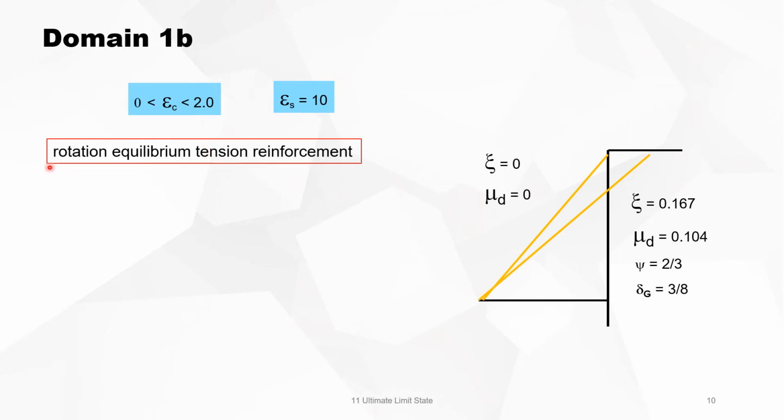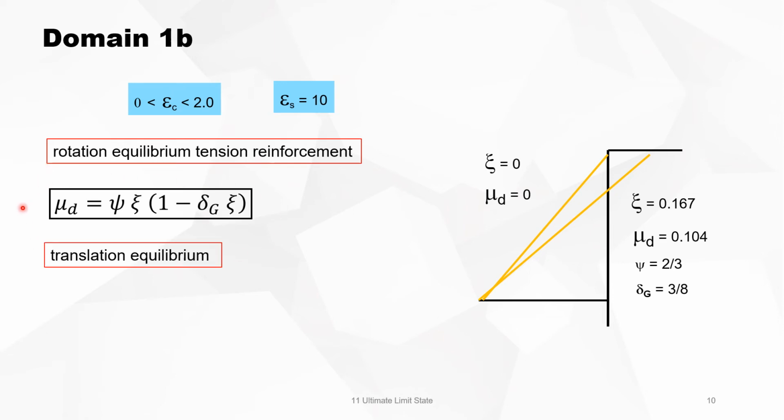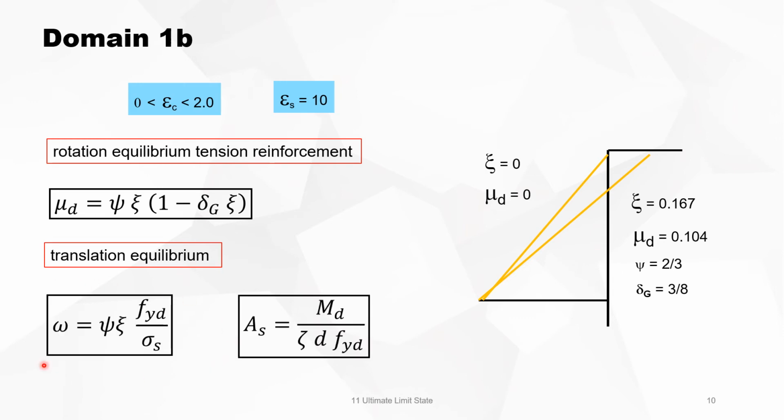Then, as a summary, rotation equilibrium around the tension reinforcement gives you this formula. The translation equilibrium gives you this formula. And to calculate the reinforcement, you can use this by zeta, or you can use the omega.